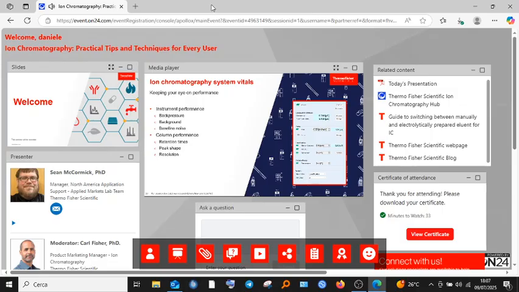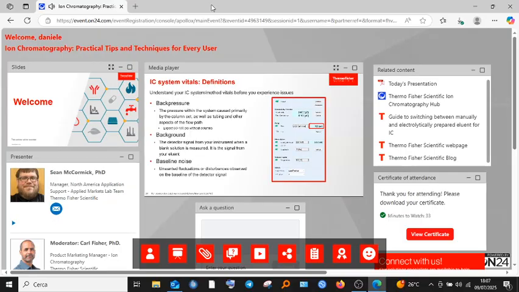We can look at instrument performance by three main vitals: the back pressure, background, and baseline noise of your system. The column performance can be dictated by retention time, peak shape, and resolution. Let's start by discussing the instrument performance vitals. These are vitals that we baseline prior to experiencing any issues.